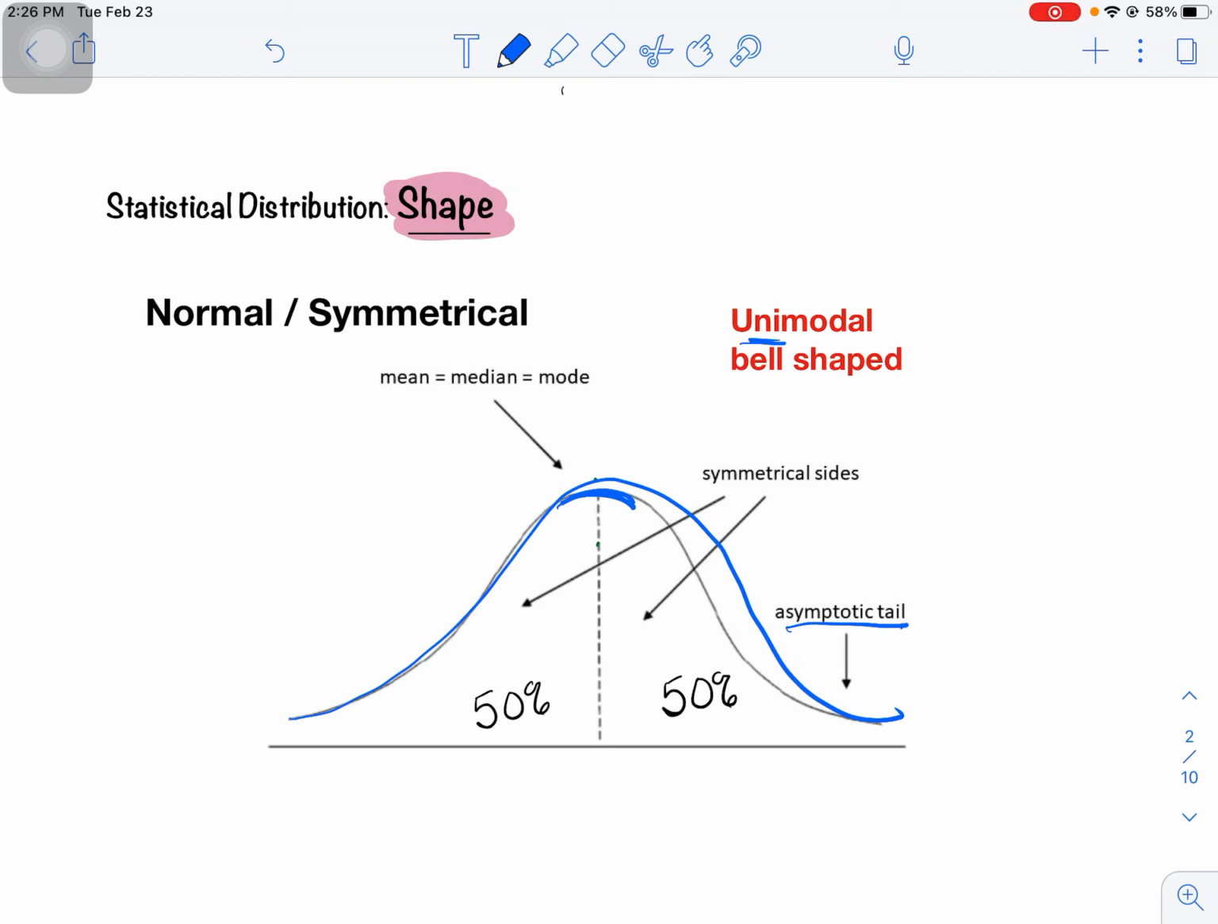This having a tail doesn't really matter right now for your level. Notice that in the middle where this dotted line is right where the peak is. That is where your mean, median, and mode all reside. They all gather right here at the peak. So that kind of splits the data 50-50.